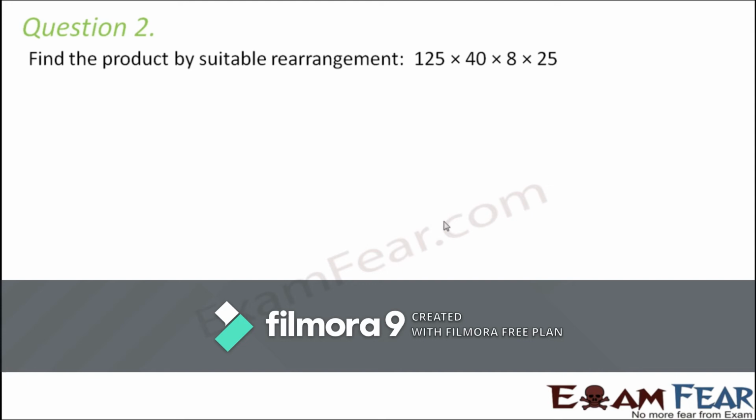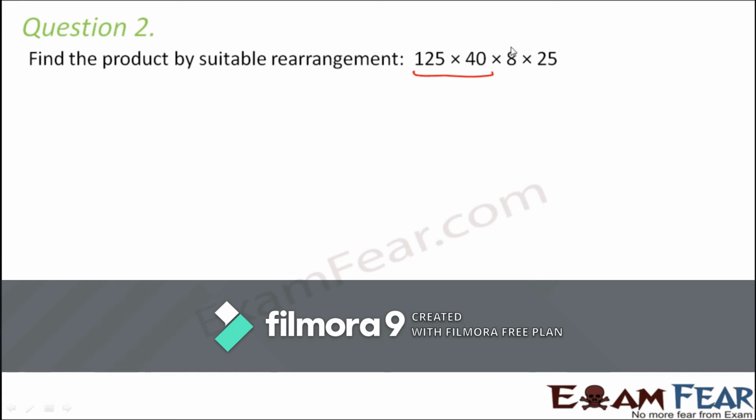Question number 2. Find the product by suitable rearrangement. 125 into 40 into 8 into 25. So here also we will arrange it in such a way that our calculations become easier. Now here you see 125 into 40 might sound a little more tedious, because on one side you have a 3-digit number and on the other side you have a 2-digit number.